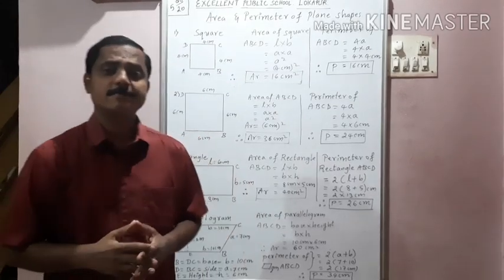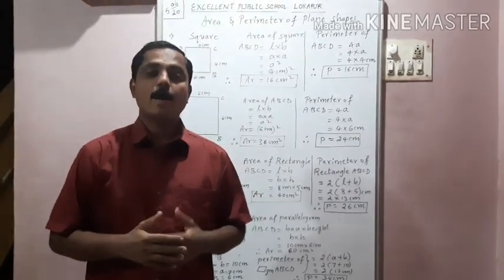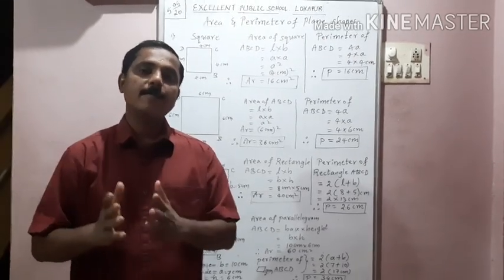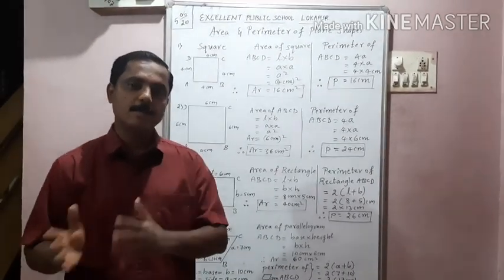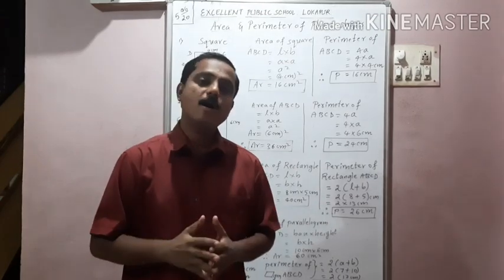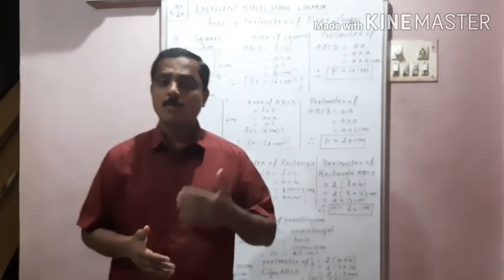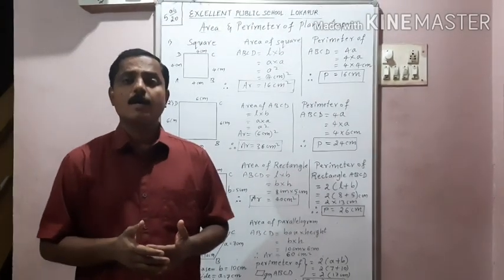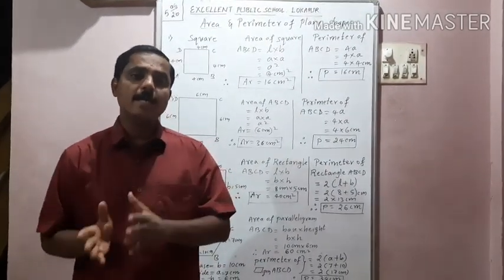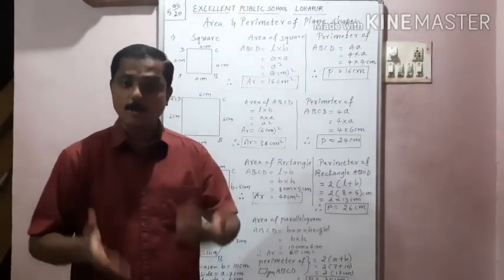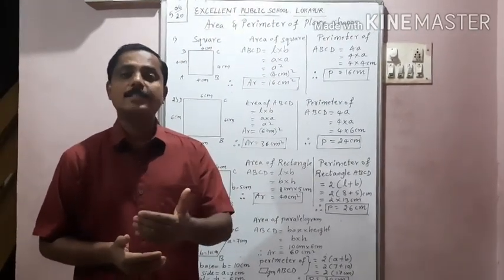Good morning, children. The other day we learnt how to find the perimeter of plane shapes separately and the area of plane shapes separately. But in this session, we will study and find the area and the perimeter of plane shapes together. Okay, let us start the session.